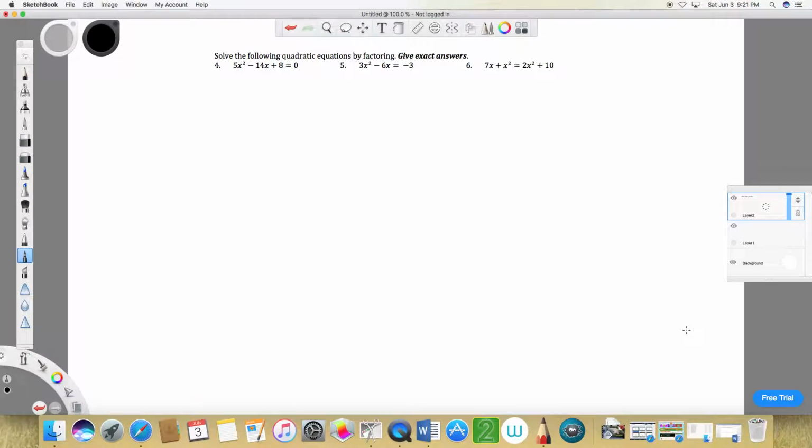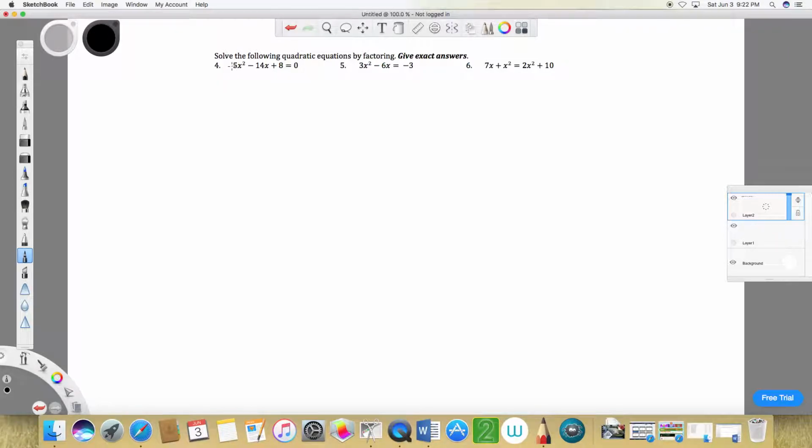Let's take a look at these three problems. They are quadratic equations. The directions tell us to solve these equations by factoring. So the technique that you were taught in Algebra 1 and Algebra 2 is the X method, and that's what we're going to do here.